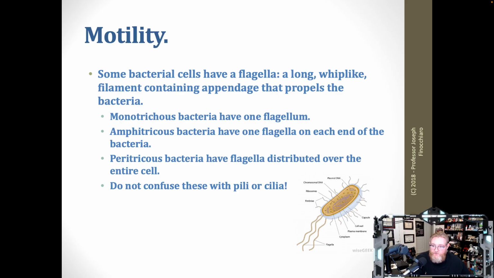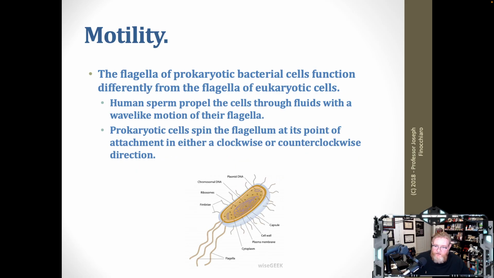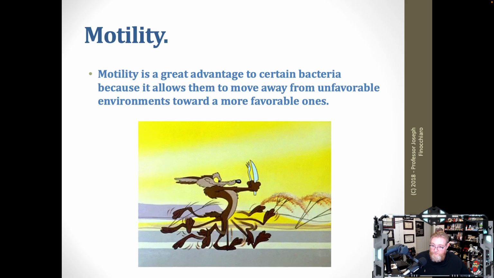Do not confuse flagella with pili or cilia. Okay? Monotrichous, one; amphitrichous, one on each end; peritrichous, it's covered in them. The flagella of prokaryotic bacterial cells function differently from the flagella of eukaryotic cells. Human sperm propel the cells through fluids with a wave-like motion of their flagella. Prokaryotic cells spin the flagellum at its point of attachment in either a clockwise or counterclockwise direction.